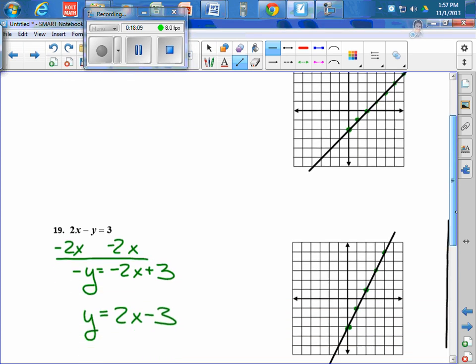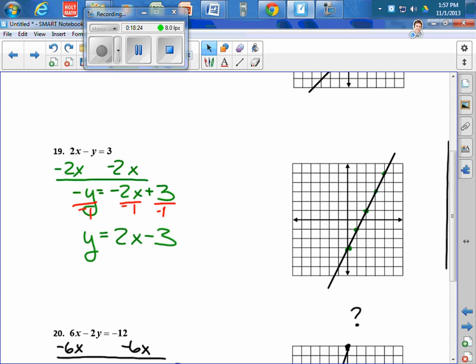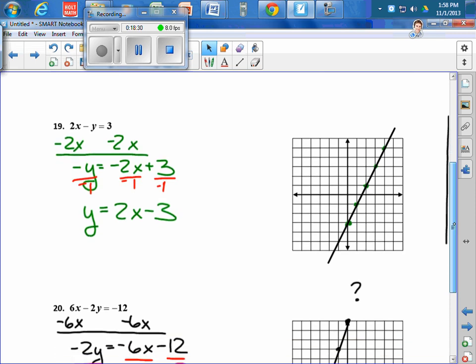Number 19, we have to solve for y first. So we're going to subtract 2x, get -2x plus 3. You end up with a negative y, though. And remember, dividing by -1 only does what? Changes the sign. So instead of -2x plus 3, we're going to have positive 2x minus 3. And you go to -3 on the y-axis, rise 2, run 1.